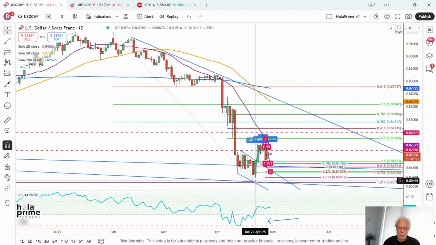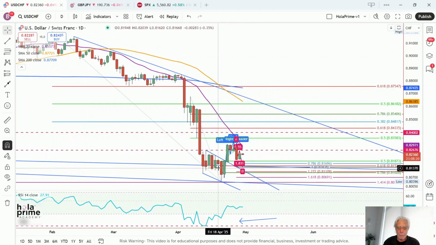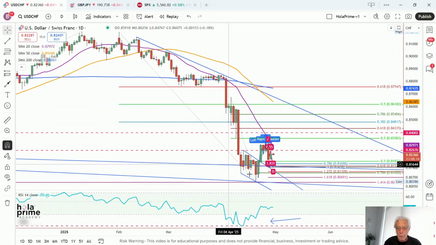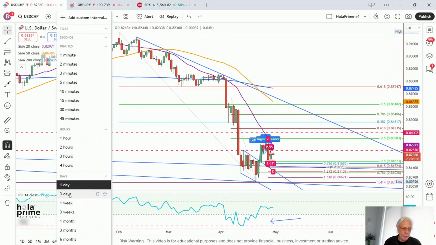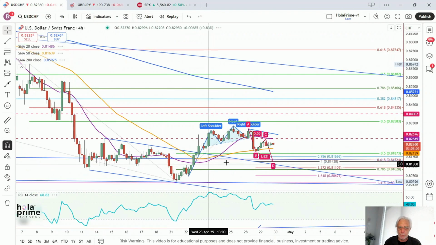Then we get this declining parallel trend channel, this small downward sloping consolidation, followed by an upside breakout, a sharp upside breakout with a strong close. This is the daily chart. Having said that, I think there's more upside going into the intraday pattern.